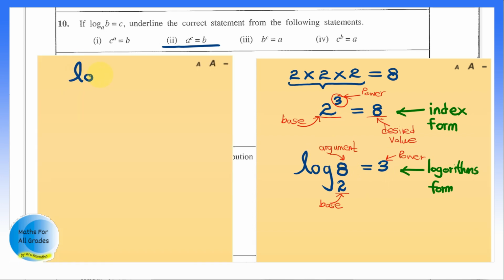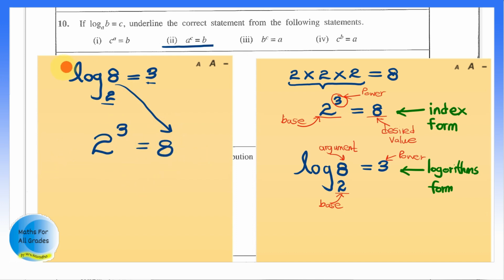Now let's see how we can easily convert logarithm forms to index forms. We start with the base. This is the base value. We write it here. And this is the power. We write it here. And this 8, we write it here. So 2 to the power 3 equals 8. And this is the index form. Now look at this question again and read with me. 2 to the power 3. So when you practice looking in this direction, you start thinking, okay, I have to write it like this: a to the power c.